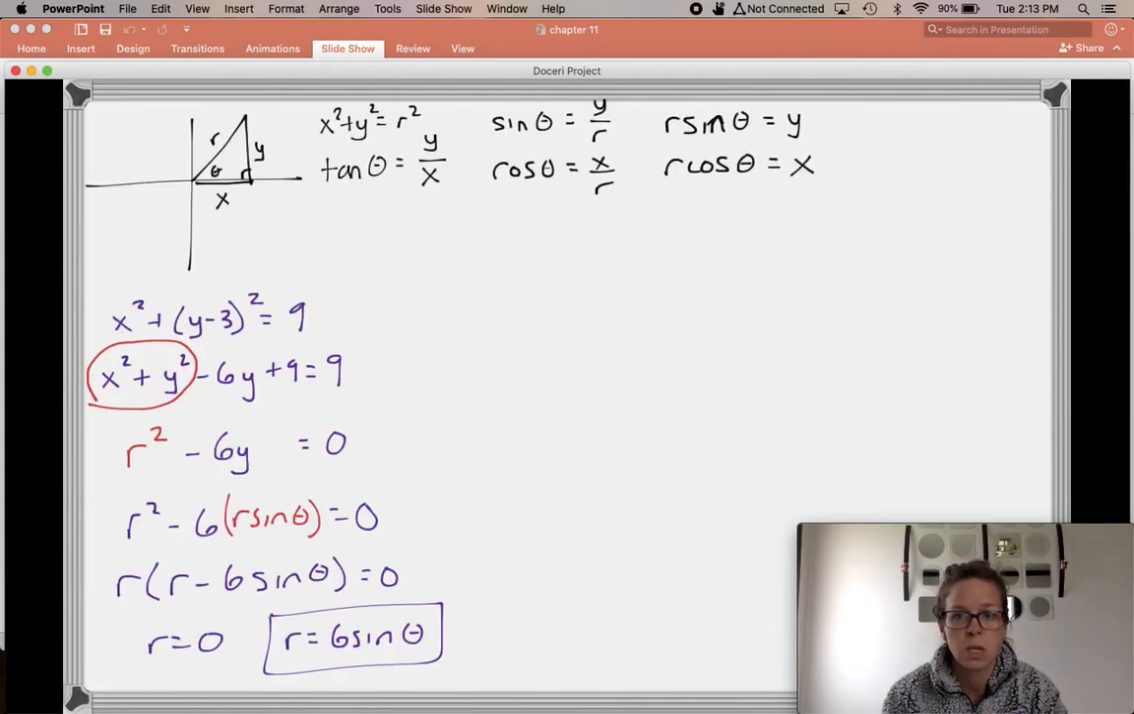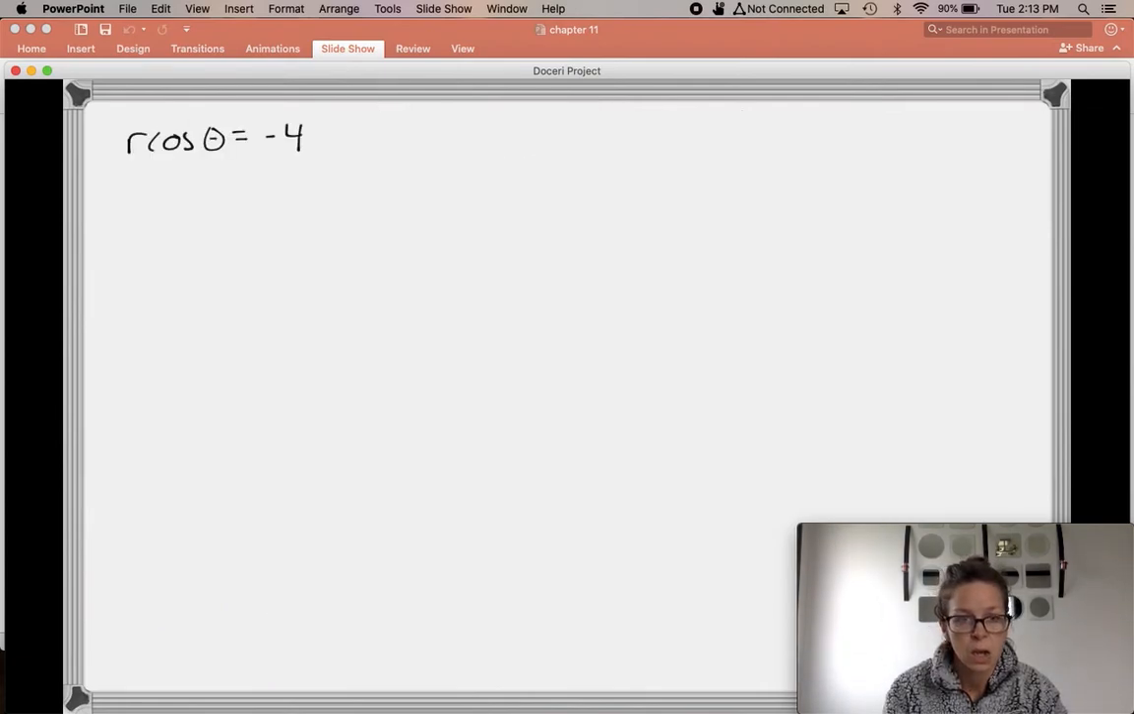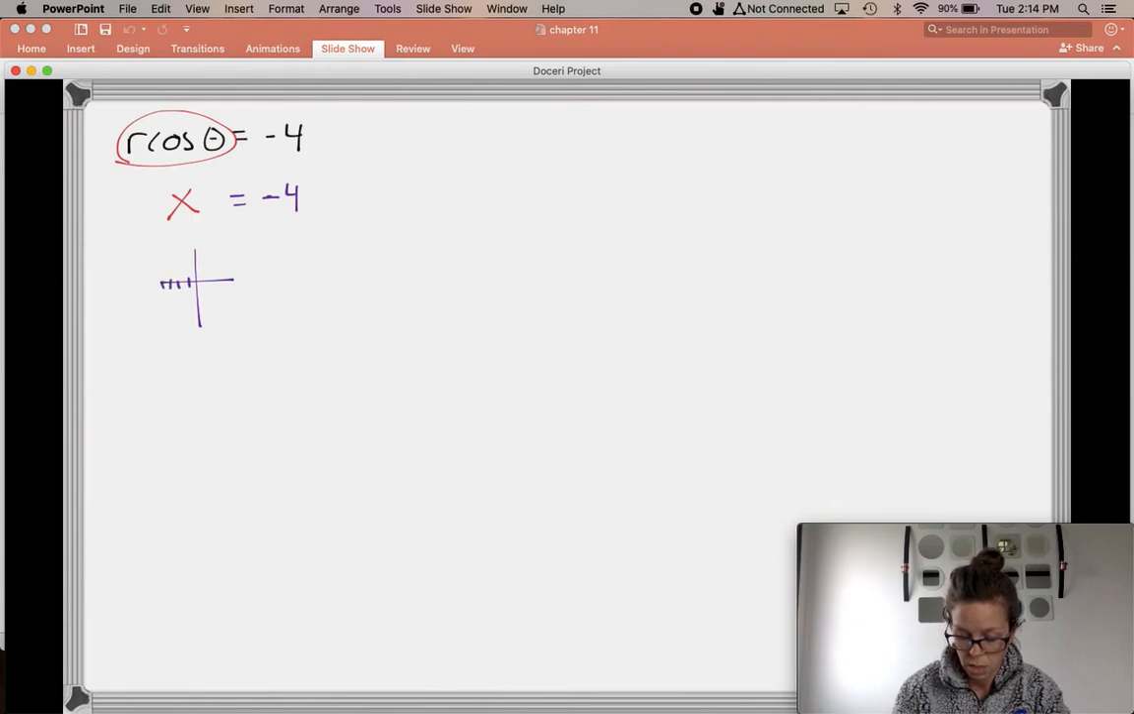Well, let's look back to those equations and see what seems familiar. Well, r cosine of theta is equal to x. So we can make a substitution there, and we just get x equals -4. So what would that line look like? Well, that would look like that, just a vertical line at x is -4, right? Pretty simple substitution there on that one. Let's try another one.